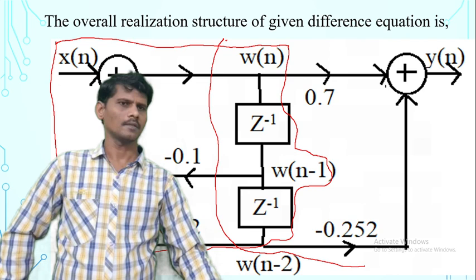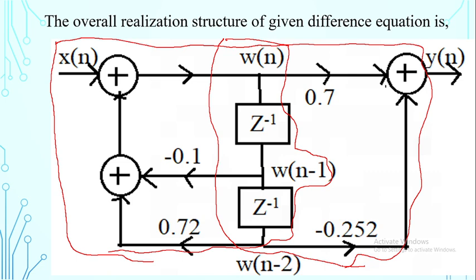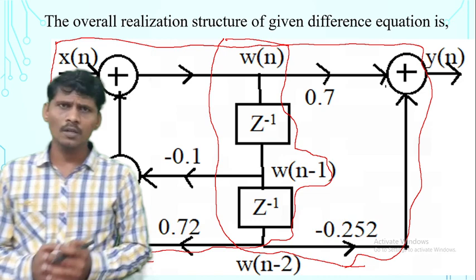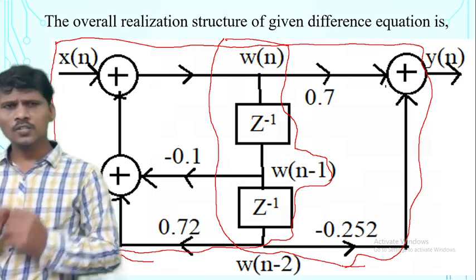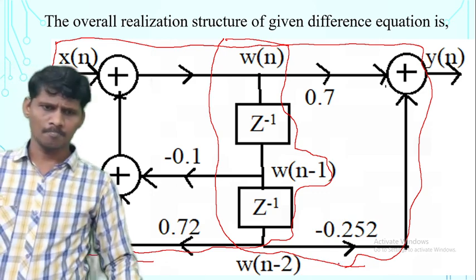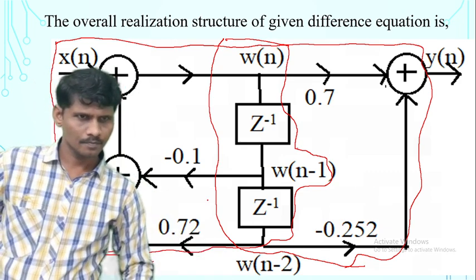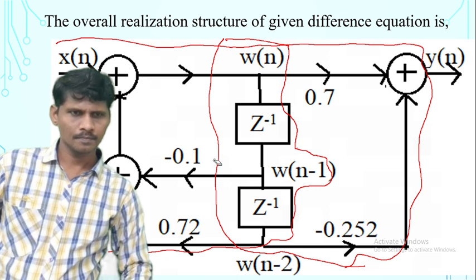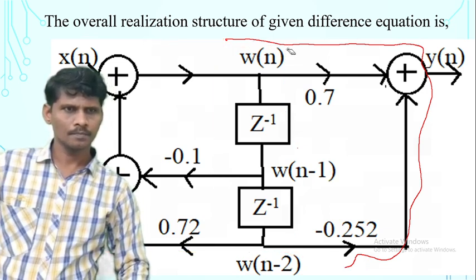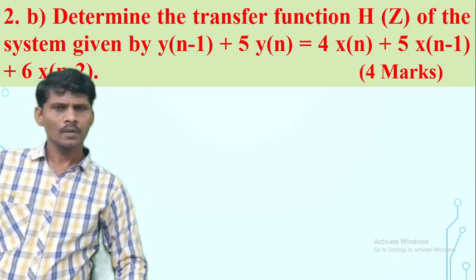Now here the delay elements are the same. In the first realization structure and second realization structure, delay elements are the same. So what are the delay elements? Z power minus 1. Delay elements are common: w of n minus 1, w of n minus 2. Because of that, combining the above two structures, this is the final realization structure of the given difference equation. Okay, so that is question number 2a.